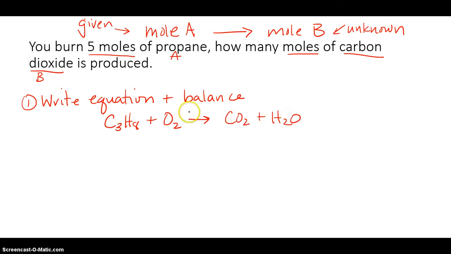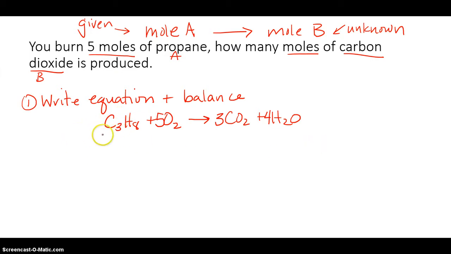So the next step is balancing. You'll notice these are not balanced. I have 3 carbons here. I need to get 3 carbons here. Hydrogens, I have 8 here. I need to get 8 here, so I place a 4 there, and that should work out to be a total of 10 oxygens. So now I have a balanced equation.